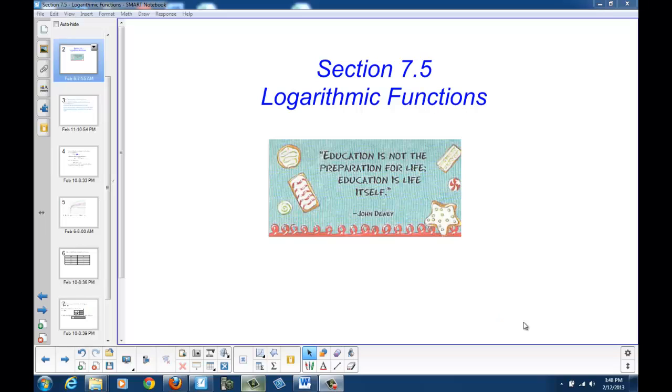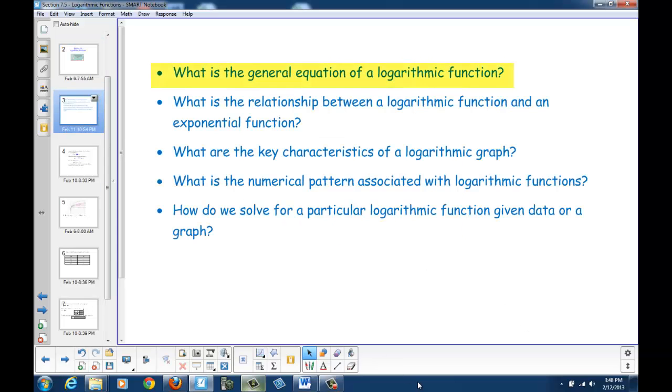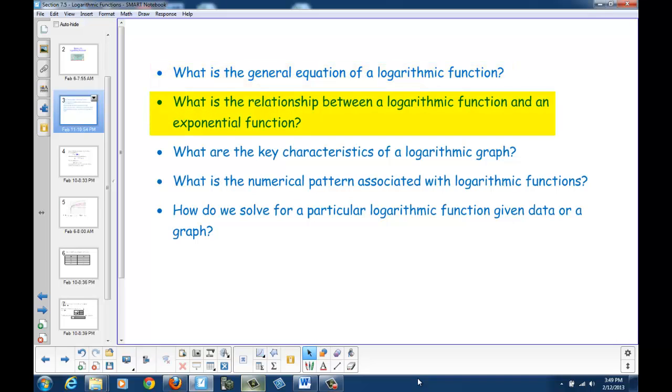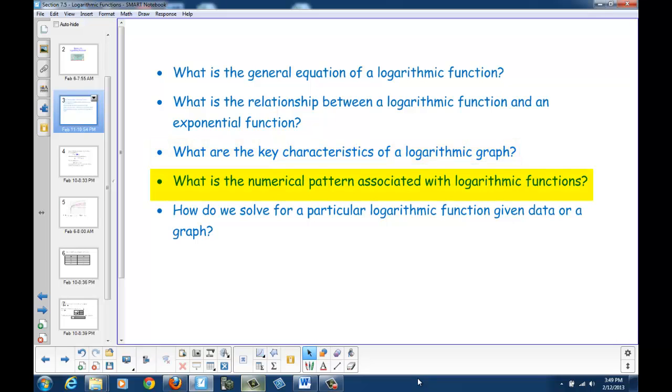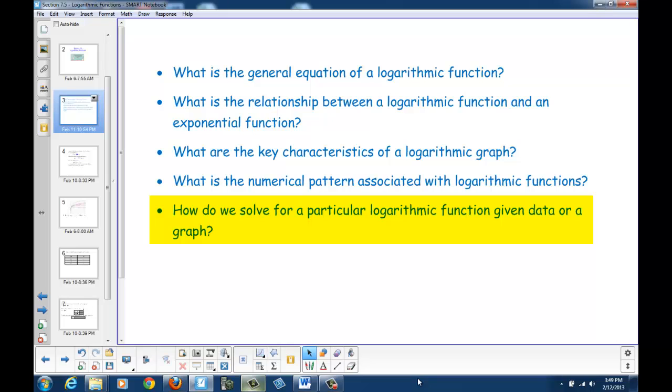Welcome to section 7.5, Logarithmic Functions. At the end of this section, you should be able to answer these questions. What is the general equation of a logarithmic function? What is the relationship between a logarithmic function and an exponential function? What are the key characteristics of a logarithmic graph? What is the numerical pattern associated with logarithmic functions? And finally, how do we solve for a particular logarithmic function given data or a graph?